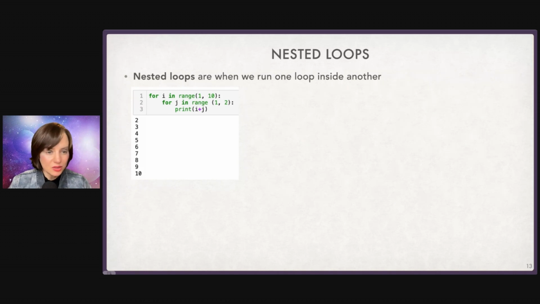So print 2. Okay. Next, we go for i in range 1, comma 10. So we have number 2. For j in range 1, comma 2, 1. Print i plus j, 3. I sound insane. You get it.